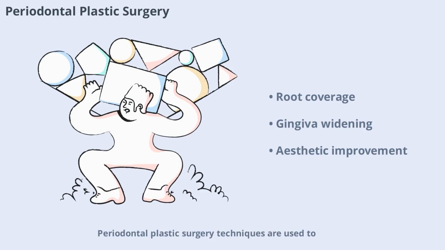Periodontal plastic surgery techniques are used to improve the appearance and function of the gums. Root coverage procedures, such as connective tissue and epithelial grafts, are performed to address recession and enhance aesthetics. Widening the attached gingiva helps protect the teeth and supports oral health. These advanced techniques require careful planning and execution to achieve optimal results.